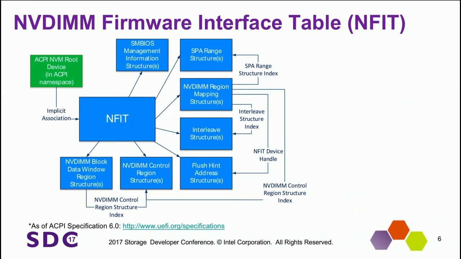In the NFIT, NVDIMMs are represented by 0 or more NVDIMM devices under a single NVDIMM root device in the ACPI namespace. This allows software to enumerate the NVDIMMs present in the platform and associate their system address ranges created by the NVDIMMs.